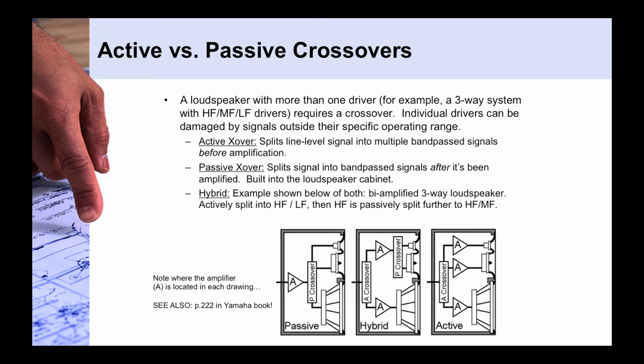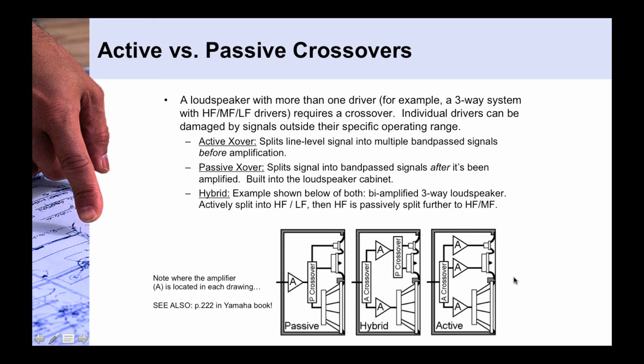And a passive crossover will divide the signal using a passive network of resistors, capacitors, and such into its component parts after it's been amplified by, well, an amplifier. So at speaker level is where it does its crossing over into its component parts.